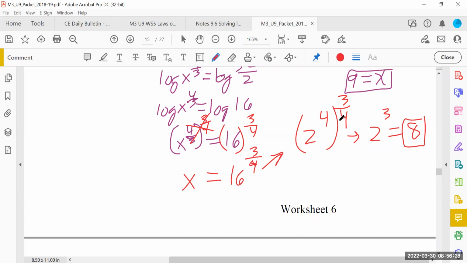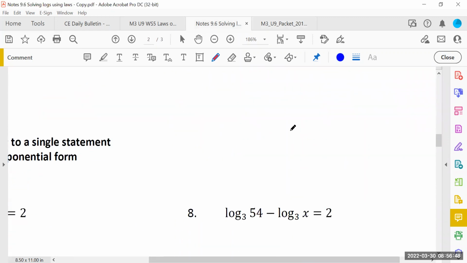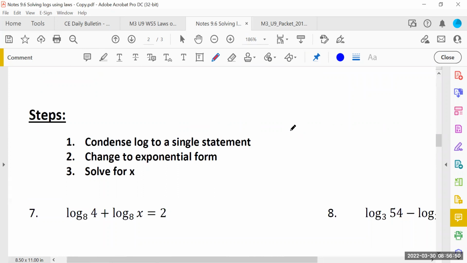If you left it as 16 to the 3/4, I might give you credit, or at the worst, I'd take off 1 point. But I really like the 8 is going to make a lot more sense to us as far as what that means than 16 to the 3/4. All right, everybody back to the notes, and let's do a couple more on the back side of the notes where there's just a single log or only logs on one side.